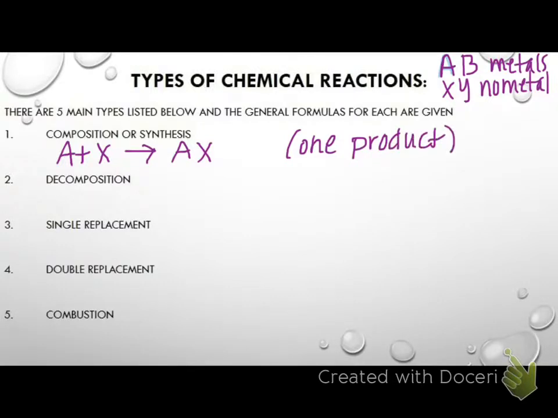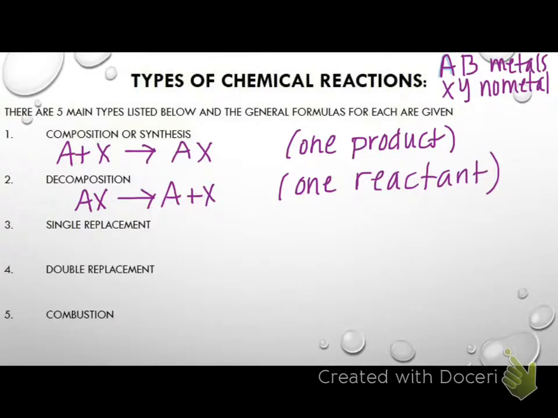Okay? The next type is a decomposition, and as you would expect by the name, it's exactly the opposite. We're going to take one more complicated substance and we're going to break it down into two simpler substances. So it breaks apart. The way we recognize a decomposition reaction is there is only one reactant, only one thing to break apart.